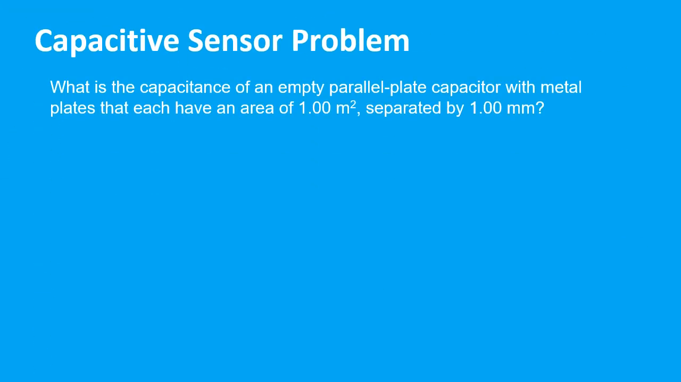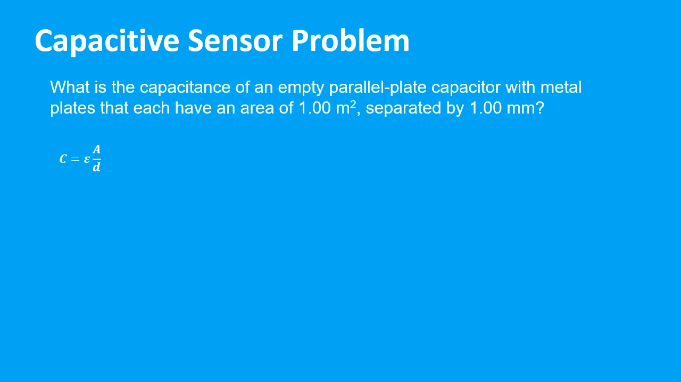Let's take a look at this problem. What is the capacitance of an empty parallel plate capacitor with metal plates that each have an area of 1 meter square and separated by a distance of 1 millimeter? So for this, we have to apply our formula that capacitance is equal to the material dielectric times the area divided by the distance. But what are we going to use as the material dielectric?